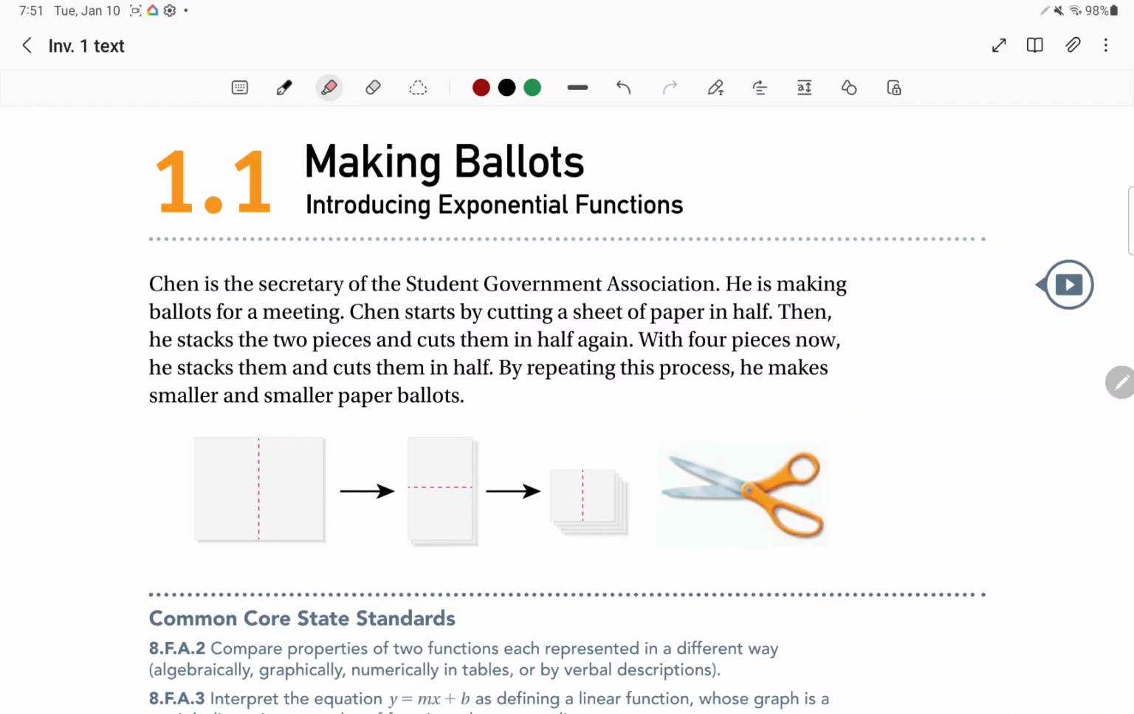Chen is the Secretary of Student Government Association. He is making ballots. So Chen starts by cutting a sheet of paper in half. So that's right here. He cuts this piece of paper in half. Then he stacks the two pieces and cuts them in half again. So right there. Then he continues to cut them in half, and eventually his scissors won't be able to cut them, but he goes as far as he can. And so that's the story that we're looking at to help us understand exponential growth.